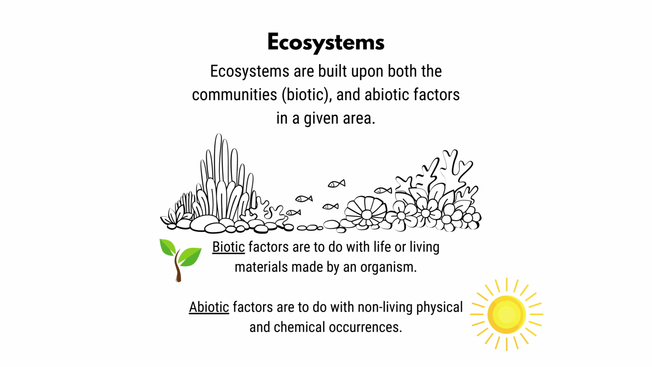Next up, we have ecosystems. You've probably heard of these as well. Now, ecosystems, they are built up of both the biotic and abiotic factors in an area. To define those terms, biotic factors are to do with the life or the living materials made by organisms in an area. For example, we have plants like trees, and we have like animals like fish and tigers and monkeys. They are all biotic factors in an ecosystem.